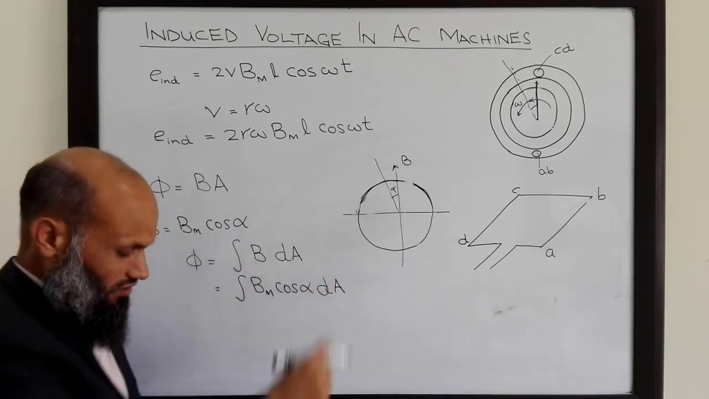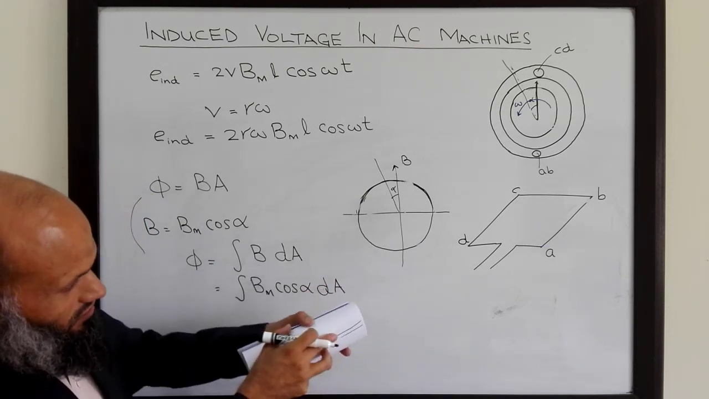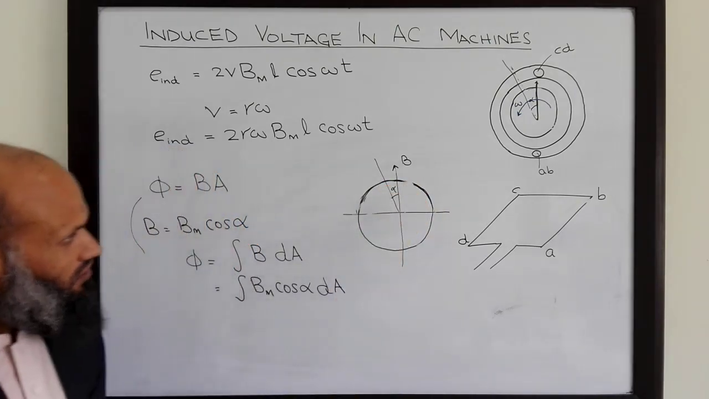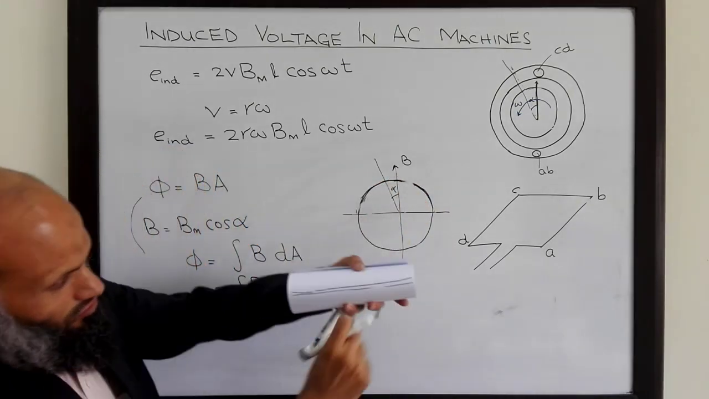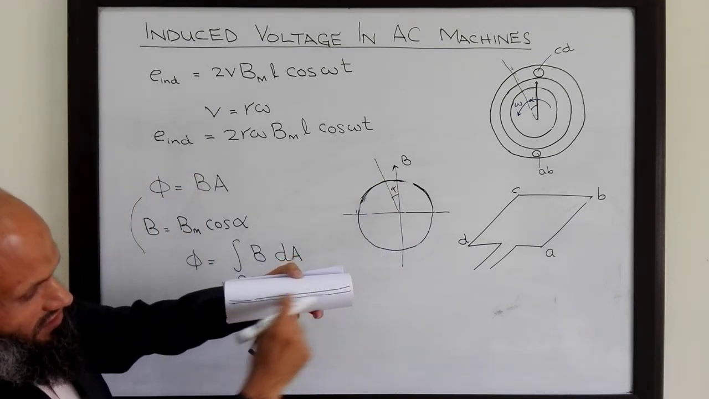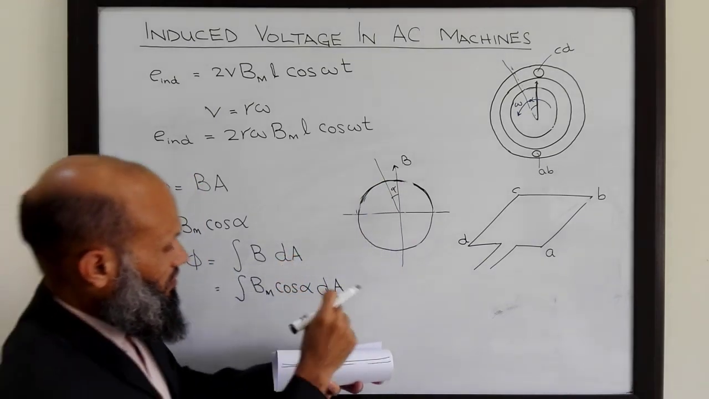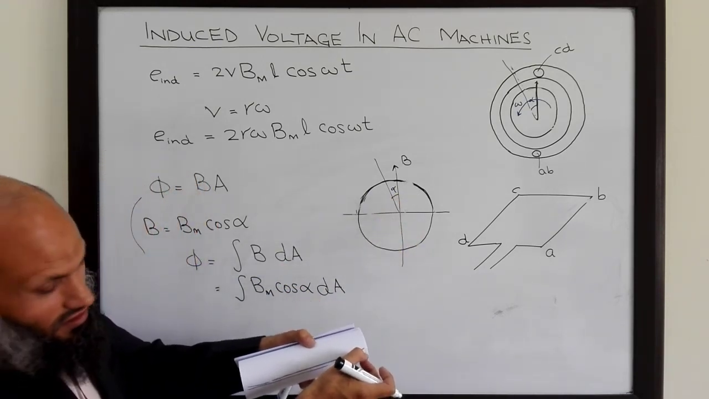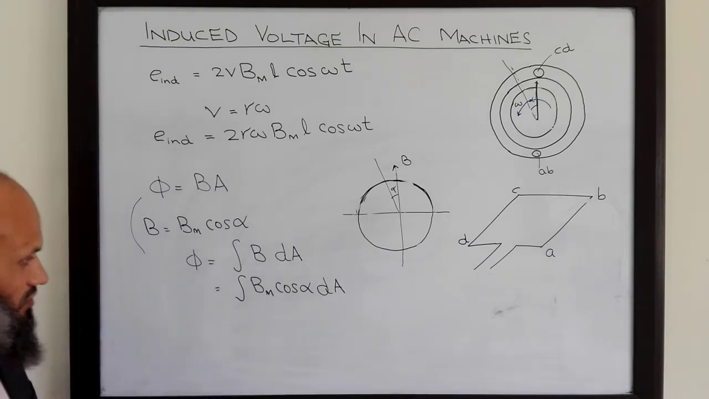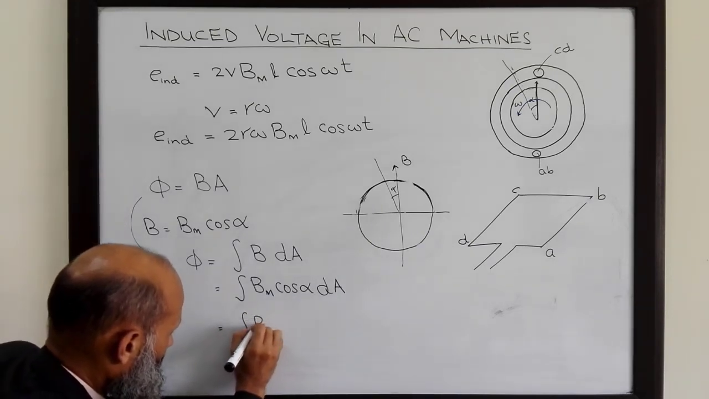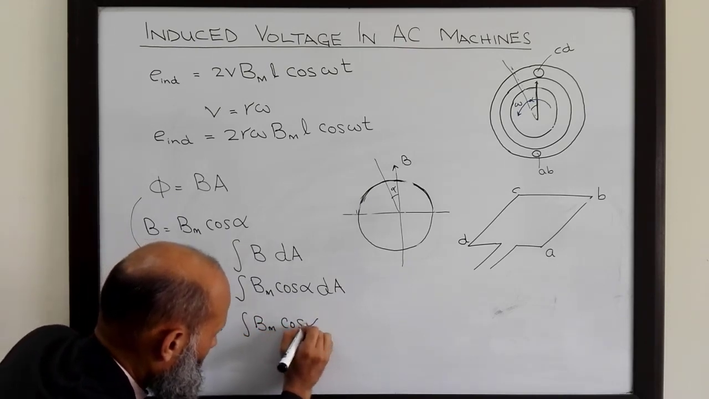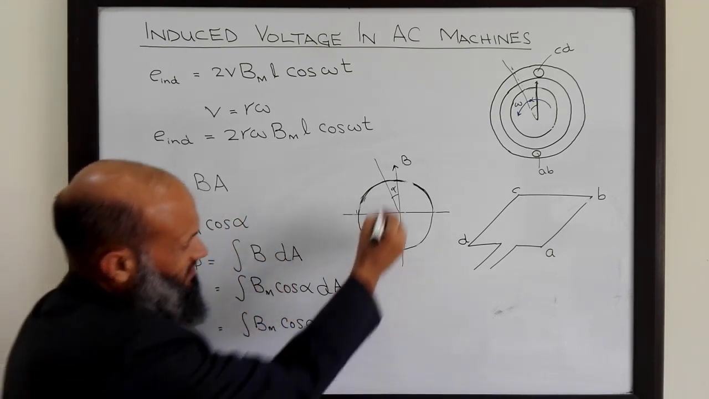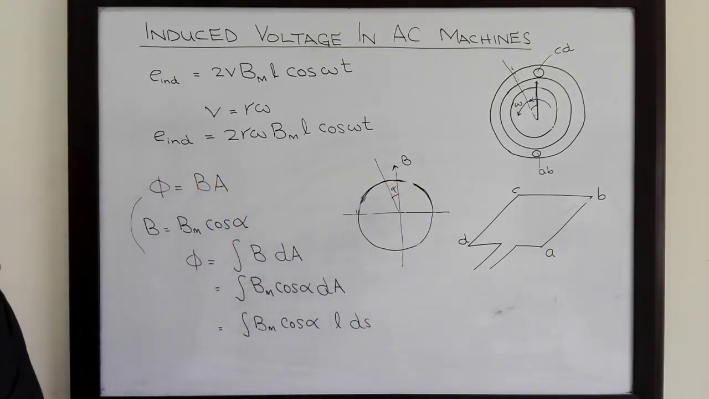Now what is this differential area? The small area of this surface of the cylinder shown over here is equal to this length, which is equal to the length of the cylinder, multiplied by this small breadth of the strip. That is, Bm cosine alpha multiplied by L into ds. ds is this small differential length.